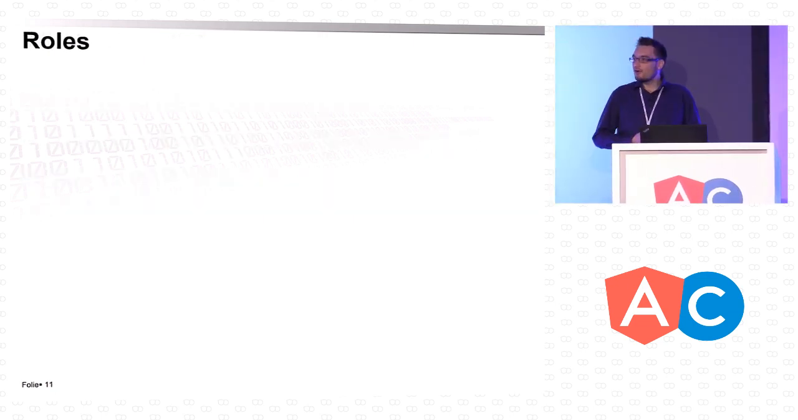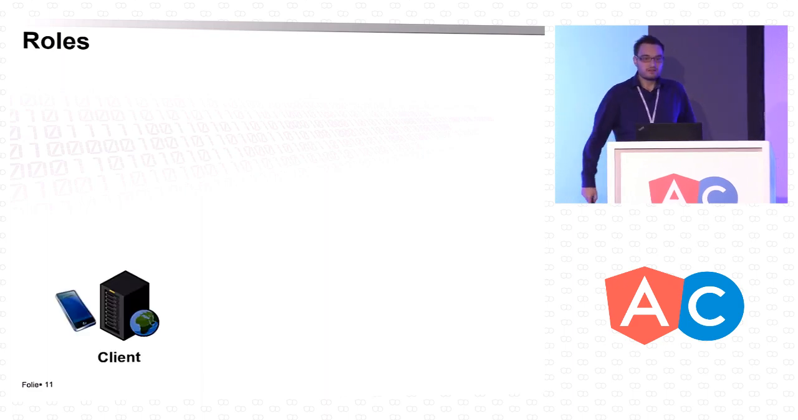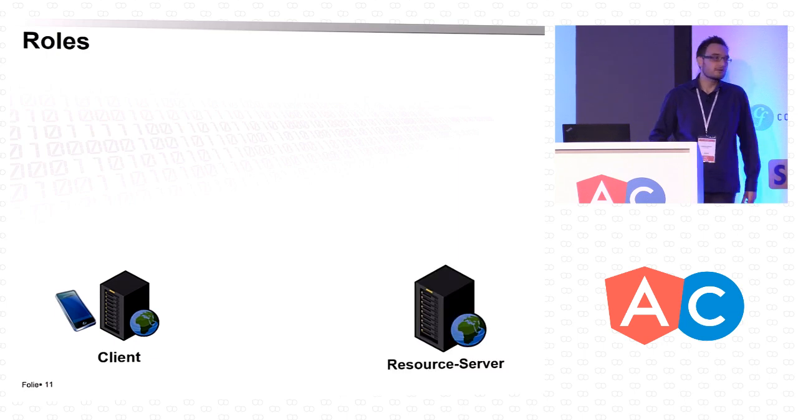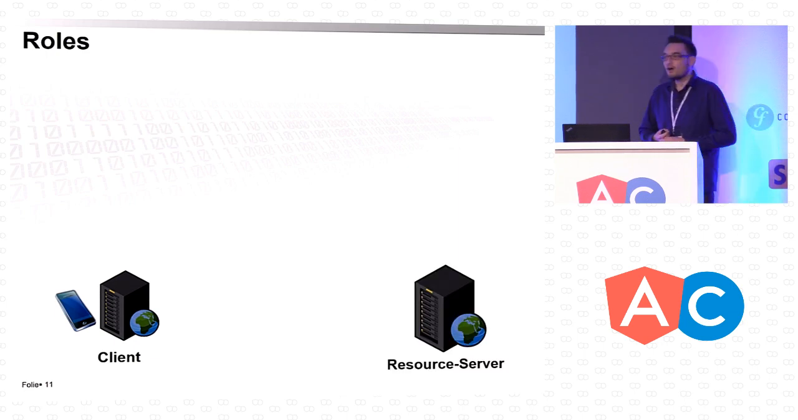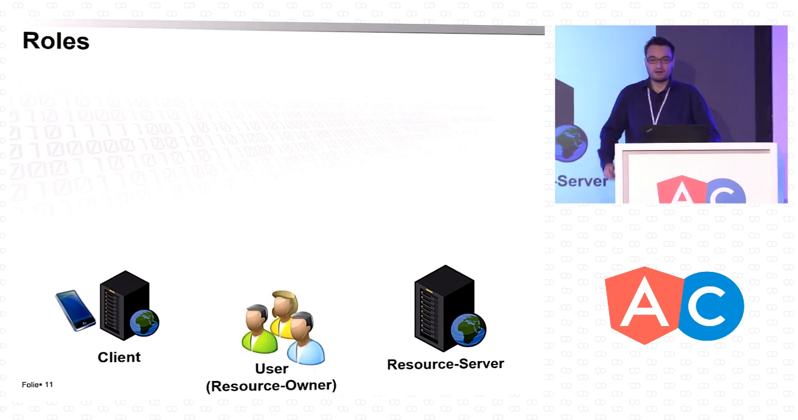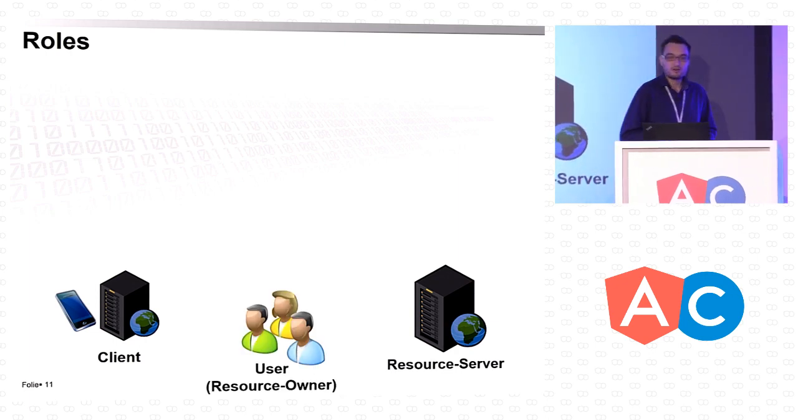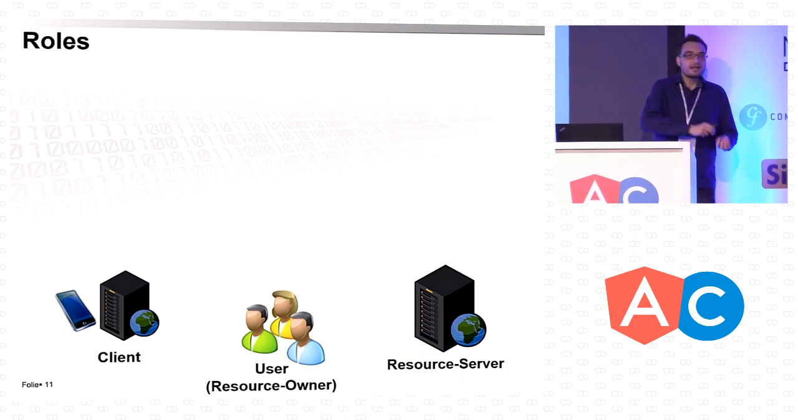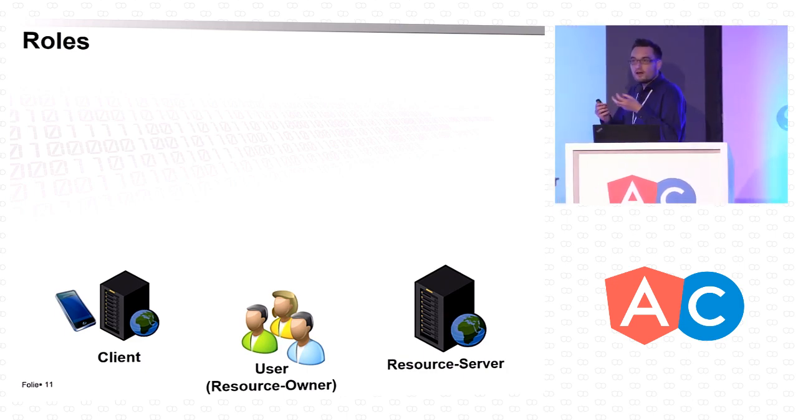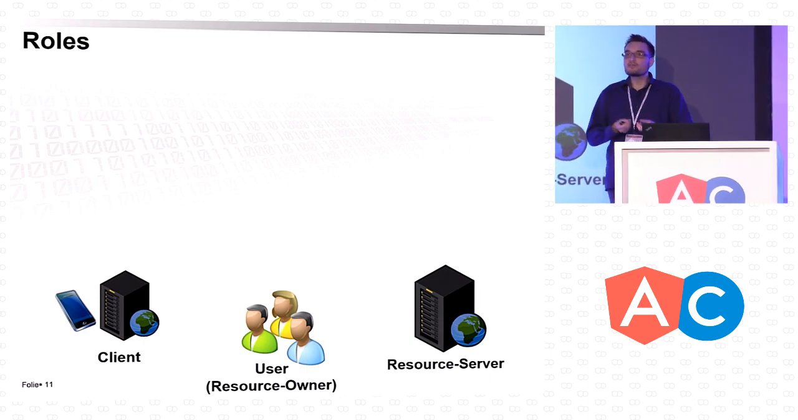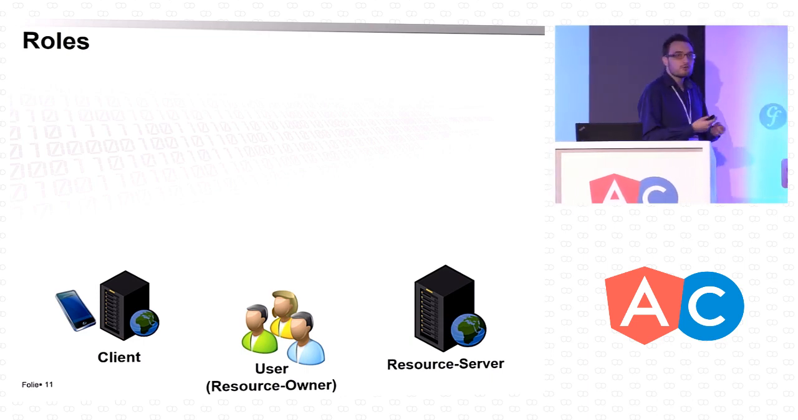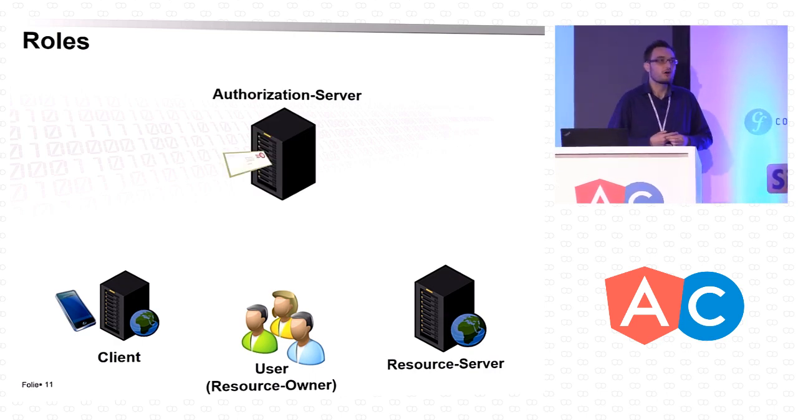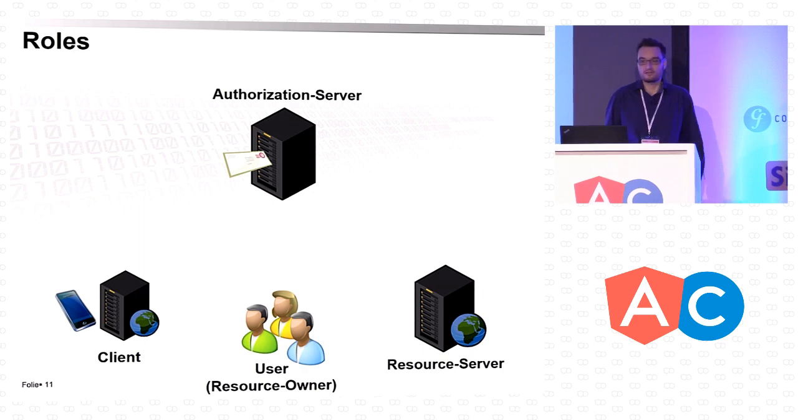When you look at OAuth, there are several roles. For instance, there is the client that wants to access some server, called the resource server, on behalf of the user. And of course, there is the user, who is called the resource owner in OAuth 2. Neither the client nor the resource server have access to the user accounts. There are central user accounts, and only an instance called the authorization server has access to these user accounts.